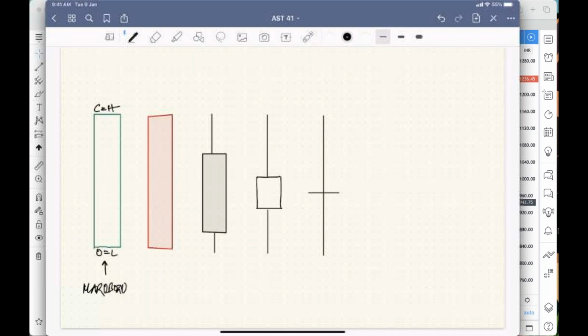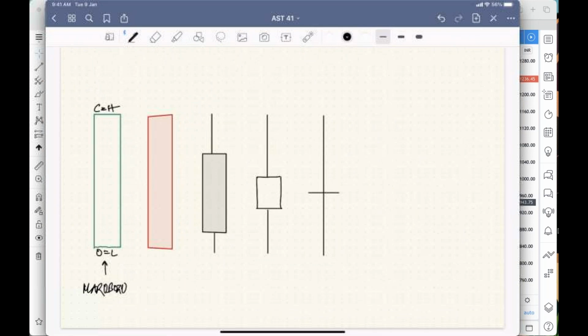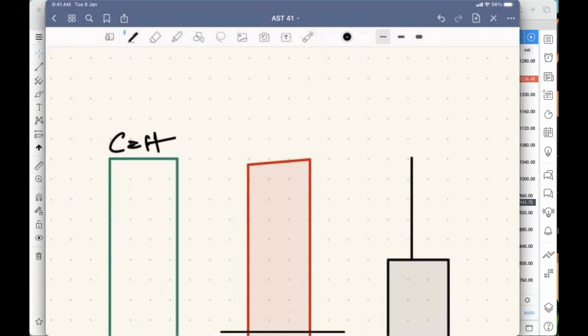Try and understand what happened that day. Where the market opened, it did not even come down a little bit below that. From the very opening, it started to go up, and that's why the opening was the low. And it stayed up throughout the rest of the day, and it closed at the highest point of the day. Means it has not even slipped down from the highest point.